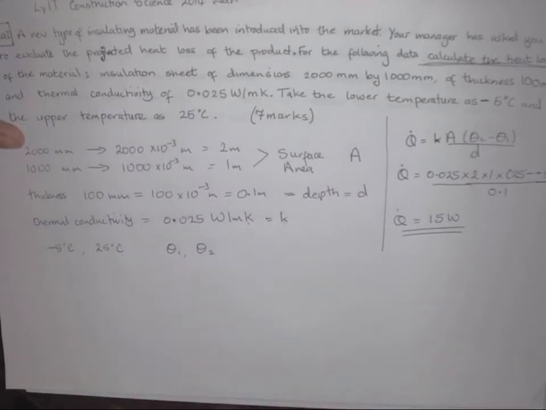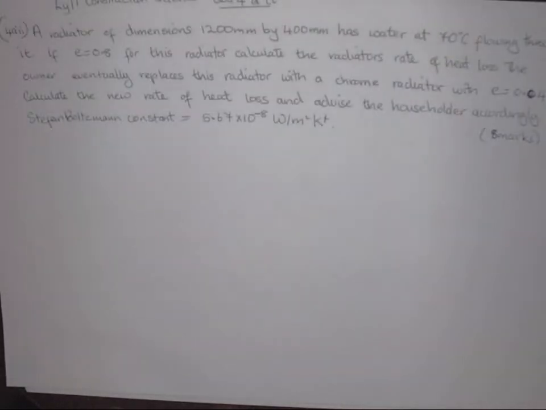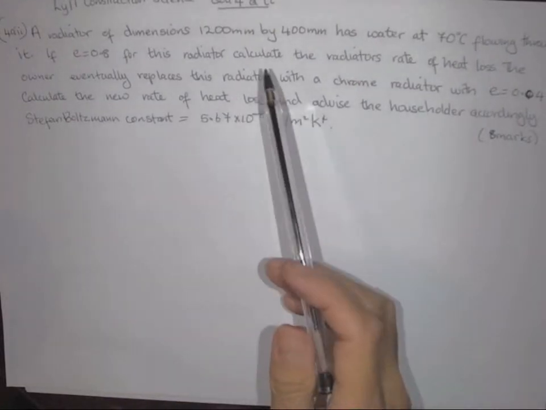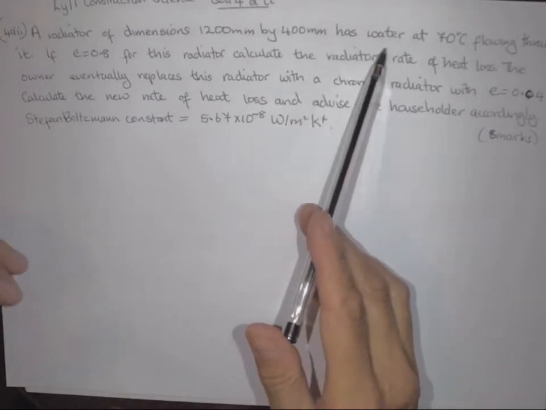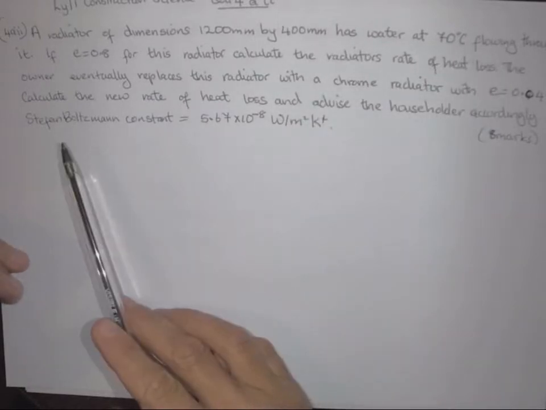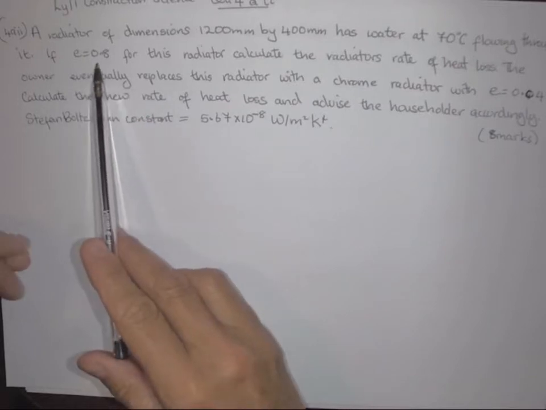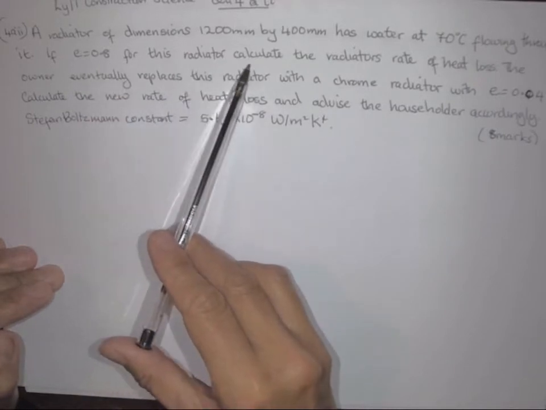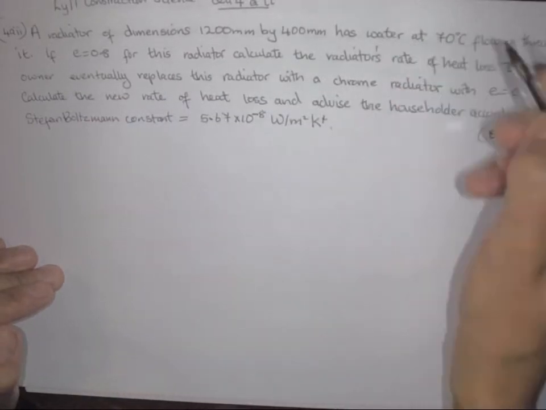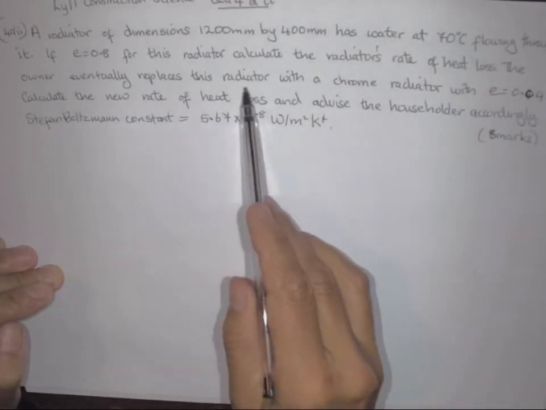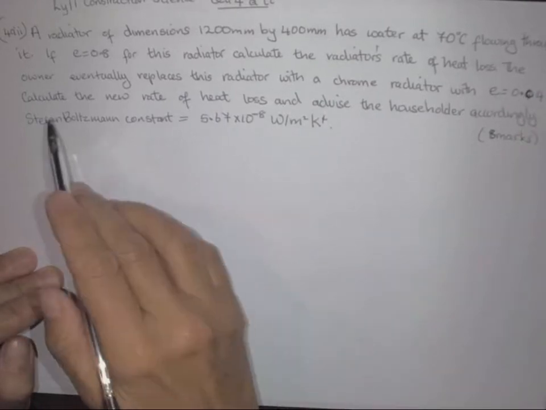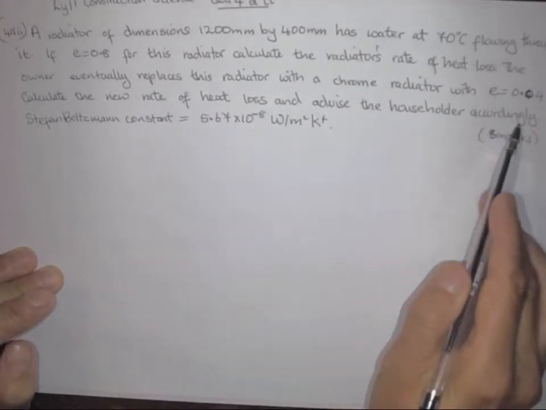Alright, so then the next, let's see, part 2, 4A part 2. Here it is. And it says, a radiator of dimensions 1200 millimeters by 400 millimeters has water at 70 degrees Celsius flowing through it. If the emissivity of the material of the radiator is 0.8, if E equals 0.8 for this radiator, calculate the radiator's rate of heat loss. The owner eventually replaces this radiator with a chrome radiator with E equal to 0.04. Calculate the new rate of heat loss and advise the householder accordingly.